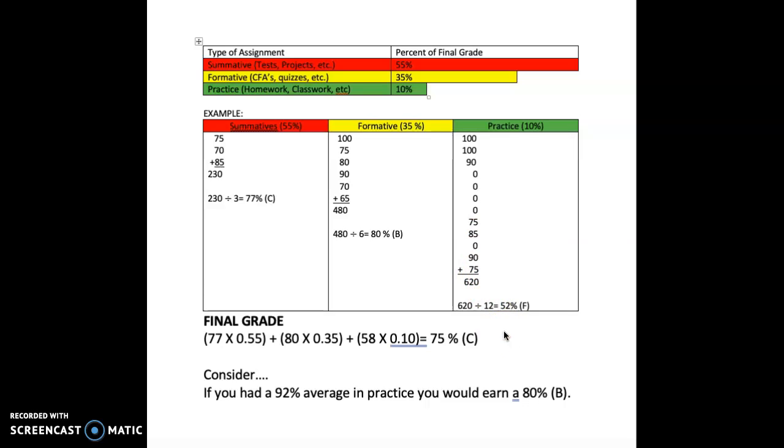So it's important to consider that keeping up with your work is extremely important. And obviously the summatives, which carry the most weight in your grade, are important as well, which is why we offer multiple opportunities to take those assessments.